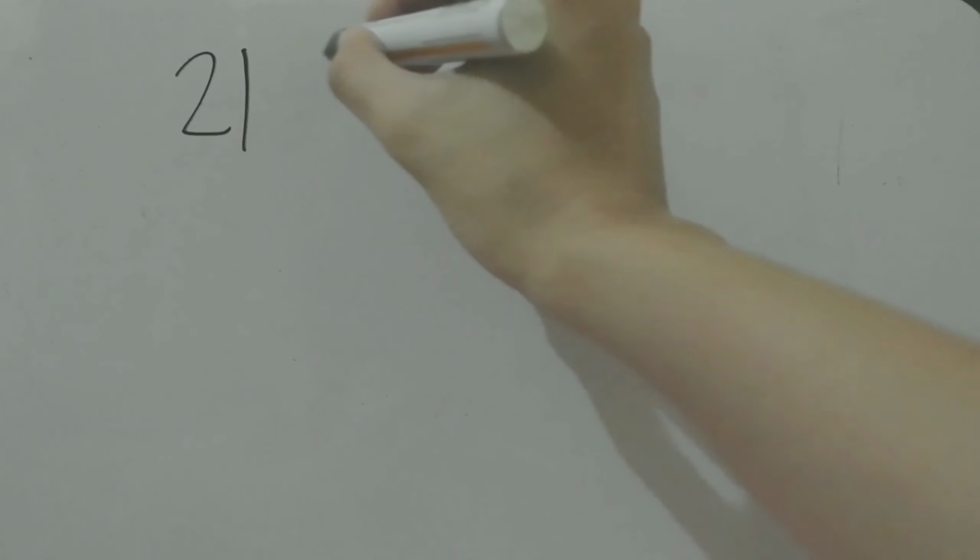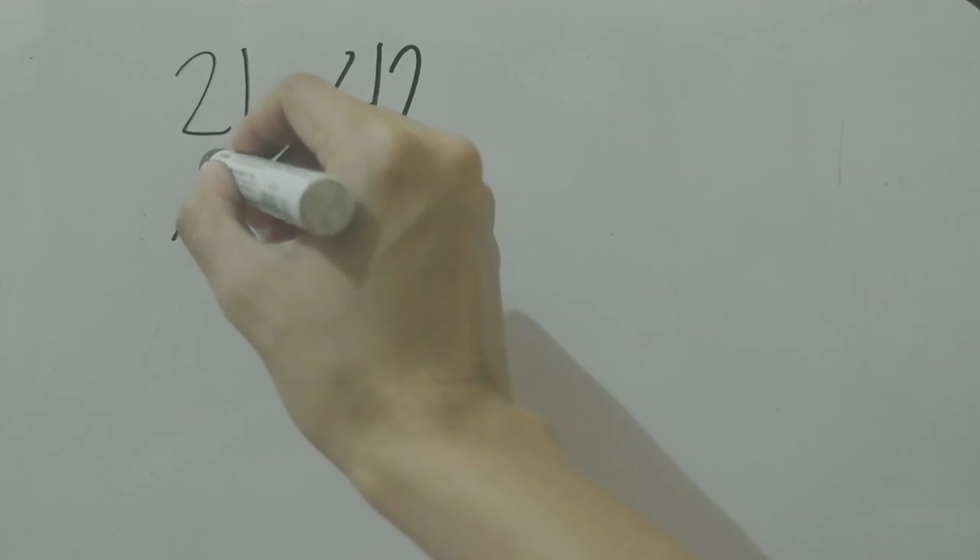So our first example is 21 and 42. We are going to look for the GCF of 21 and 42 using prime factorization. So let's factorize 21.